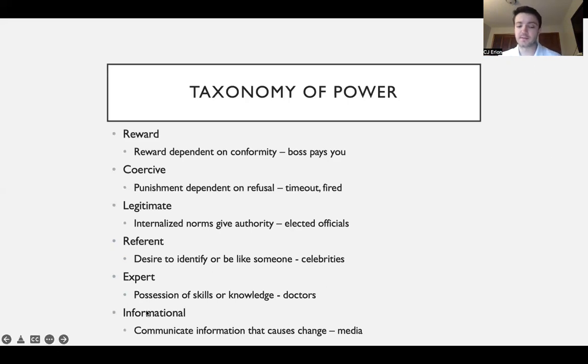So this sounds somewhat similar to the expert power, but with this communication of information, it doesn't necessarily mean that the person communicating the information is an expert in that field. So an example of this could be the media.